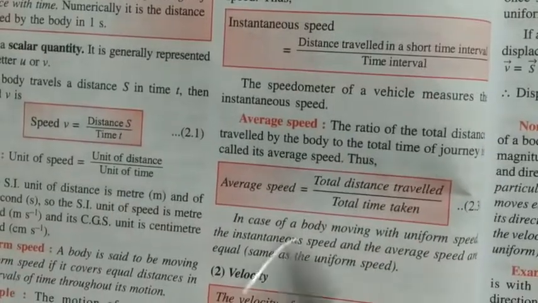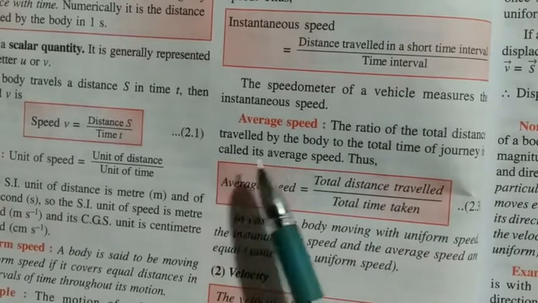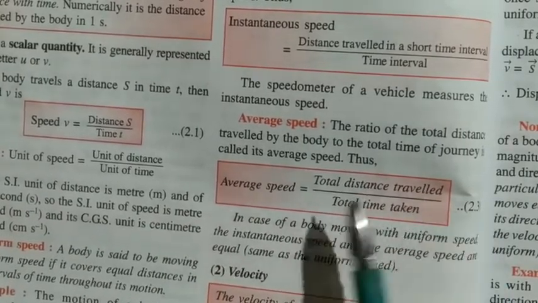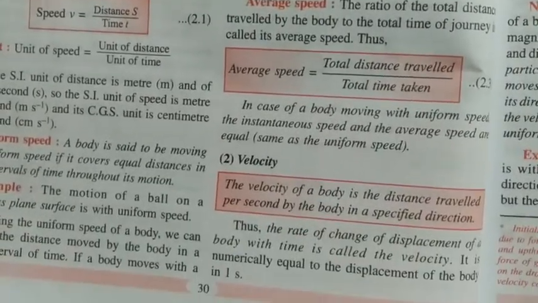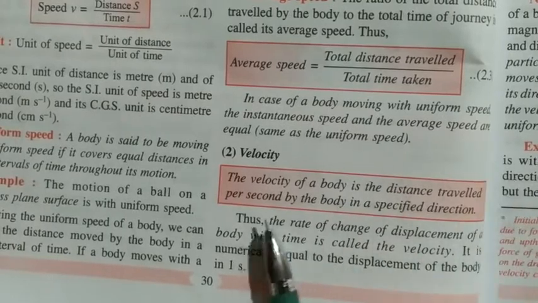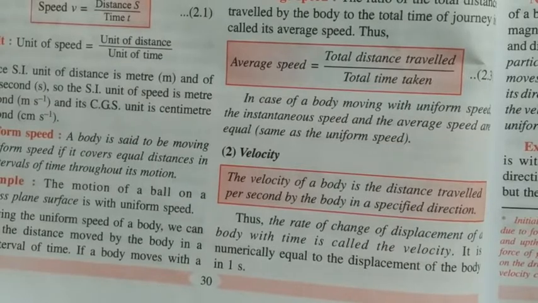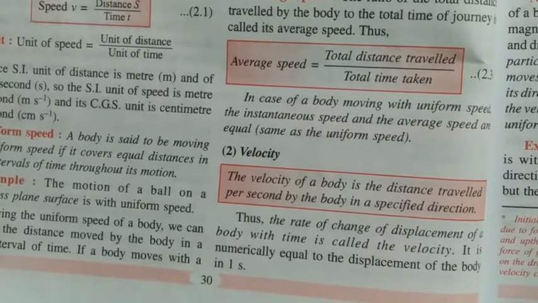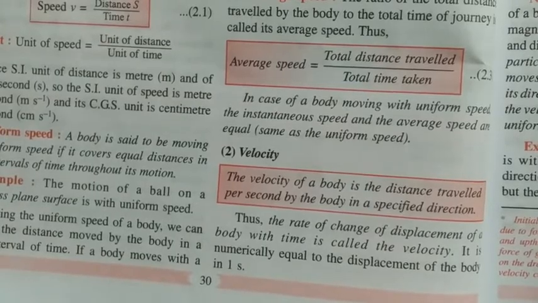Average speed. The ratio of the total distance traveled by the body to the total time of journey is called its average speed. Average speed equals total distance traveled upon total time taken. Velocity. The velocity of a body is the distance traveled per second by the body in a specified direction. As I have told you, the main difference between speed and velocity is the direction, because speed is a scalar quantity and velocity is a vector quantity. So magnitude and direction are required in velocity.